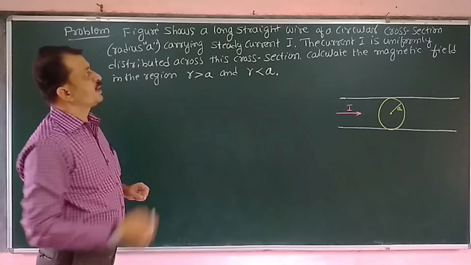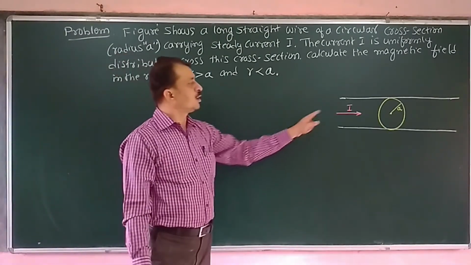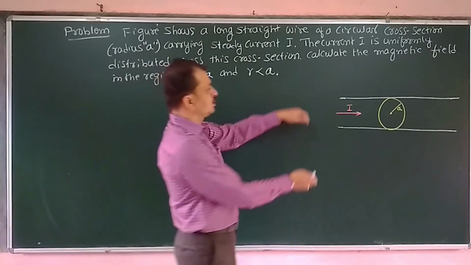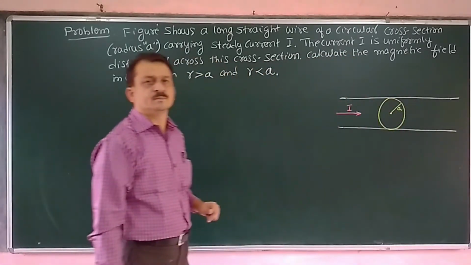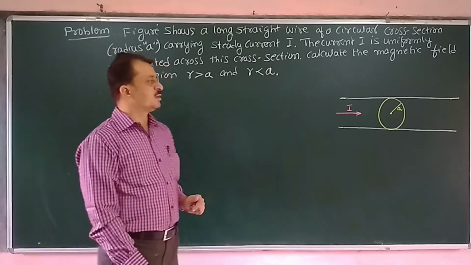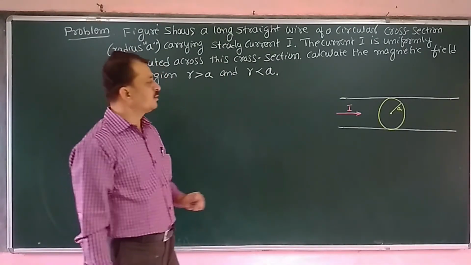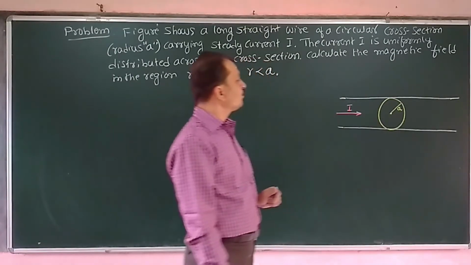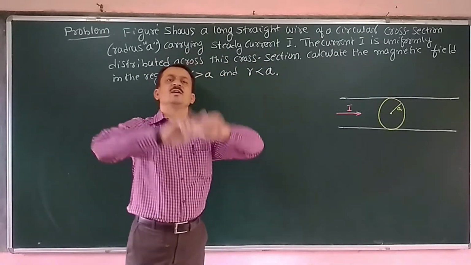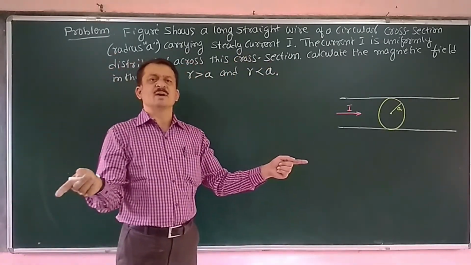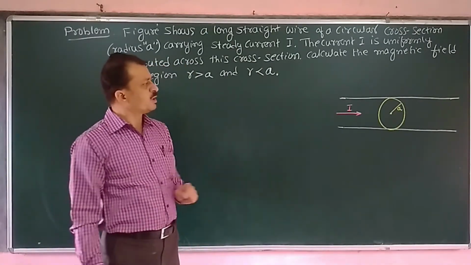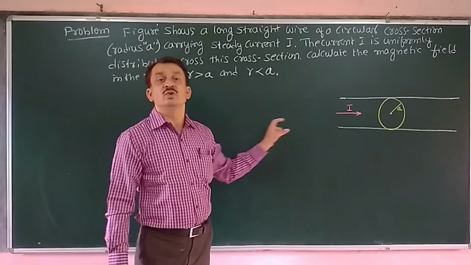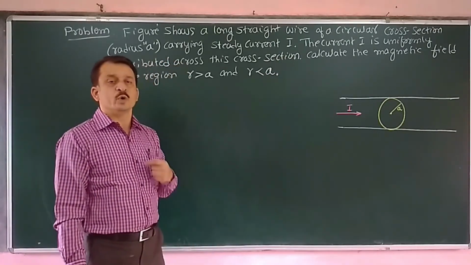On the current carrying long wire, like this, having a circular cross section area that has a radius a. Now we have to calculate the magnetic field for an outside point and the magnetic field for an inside point. And one important thing is the current is uniformly distributed.